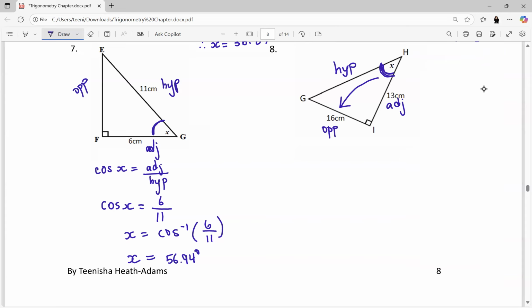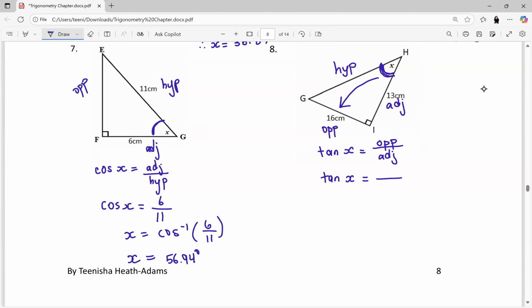I think it is tan. That's tan, right. It is. So the tangent of an angle is equal to the opposite over the adjacent. So therefore, tan of x would be what over what?